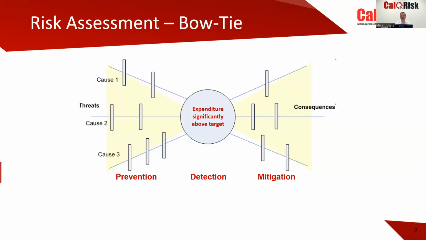If we take this risk, expenditure significantly above target, and that's at the knot of the bow tie, it's a dicky bow. And to the left of the, I'm going to call it risk event or circumstance that you want to avoid, are all of the things you do to prevent that. You'll have policies, you'll have procedures, you'll have limits, you'll have a budget, you'll have monthly reports to try and control the expenditure and keep it within the budget.